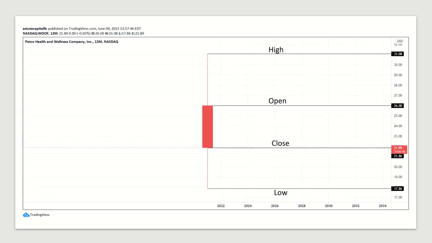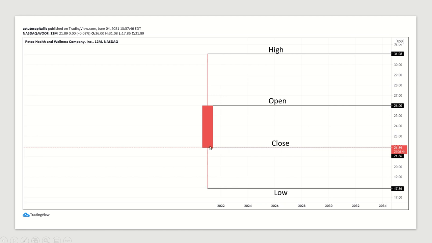Red candle, same example, same idea, right? Open is at the top, close is at the bottom, because it's moving down. And again, you can see the prices along here. So it opened at 26, it closed at around 21.89. But it had a high of 31, so at some point it was all the way up here. And it also had a low of 17.86, so at some point it was all the way down here, yet it managed to close up here.